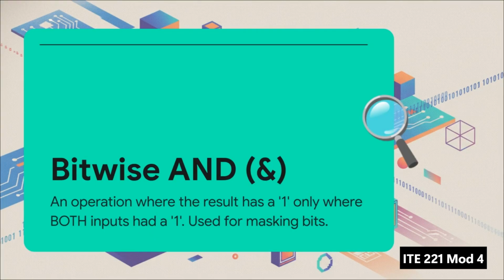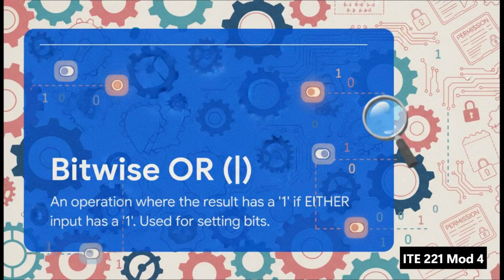Our first tool is the bitwise AND. The best way to think of this is like a filter or a mask. You lay it over some data, and it only lets through the bits that are a 1 in both your data and your mask. It lets you perfectly isolate one specific part of the data to check if a setting is on. And its partner is the bitwise OR.